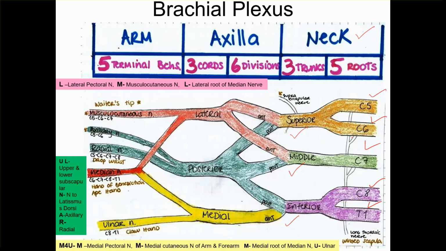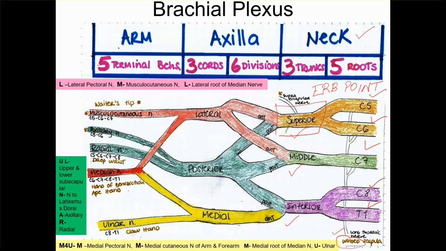From C5, C6 and C7 you get the long thoracic nerve, which supplies the serratus anterior, and if it is injured it causes a condition called winged scapula. Now this region is called Erb's point. The reason it is called Erb's point is because if it gets injured it causes Erb's palsy. There are actually 6 nerves you can see at this location.